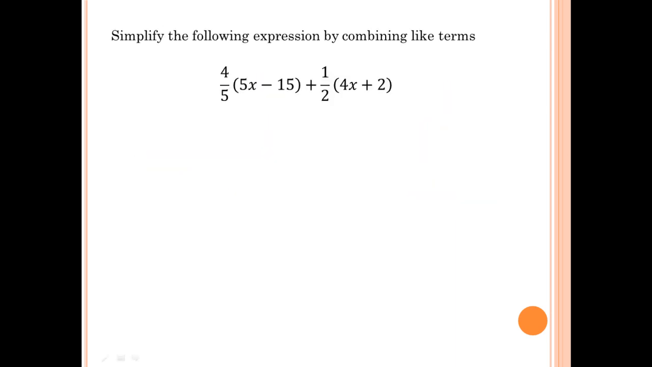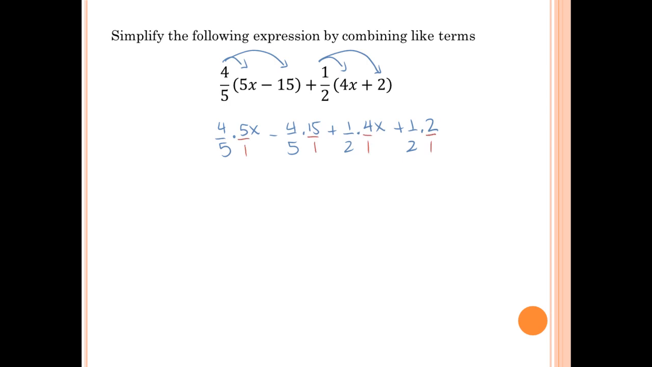In this next example, we are asked to simplify the expression by combining like terms. To do this, we will first need to distribute the fractions to get rid of the parentheses. If we do this, our problem looks like this. Since we are multiplying fractions with whole numbers, I will write the whole numbers as improper fractions like so. Now I can simplify these before I multiply.